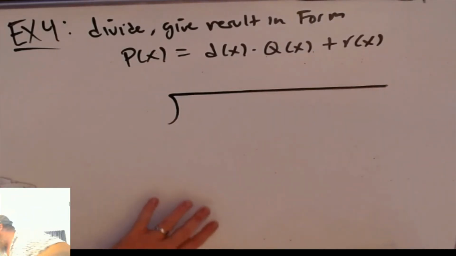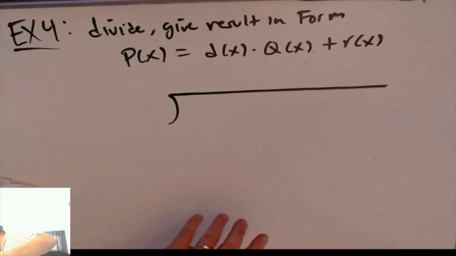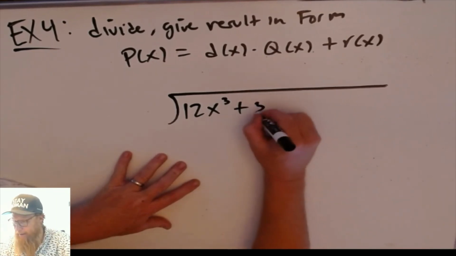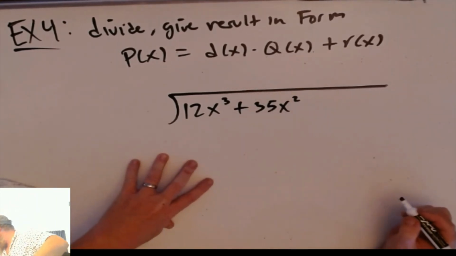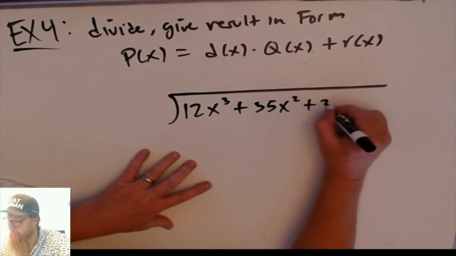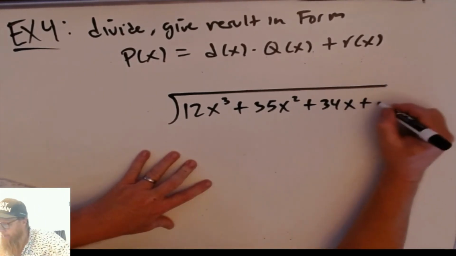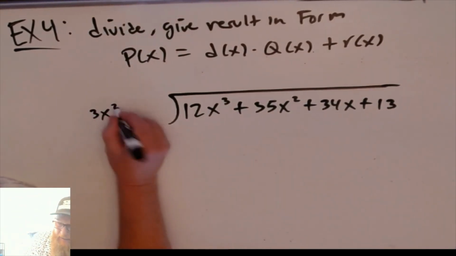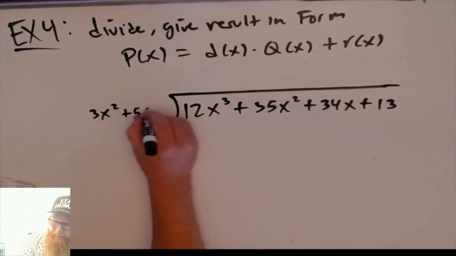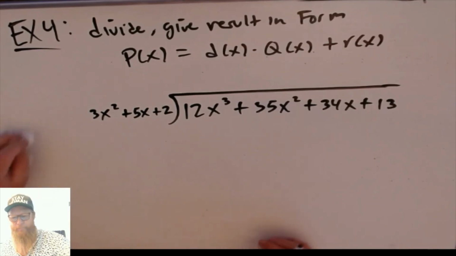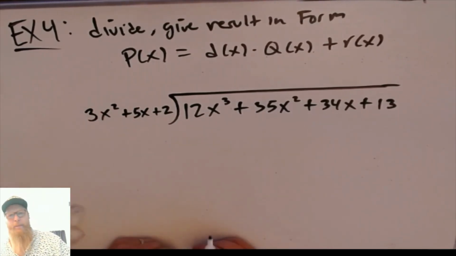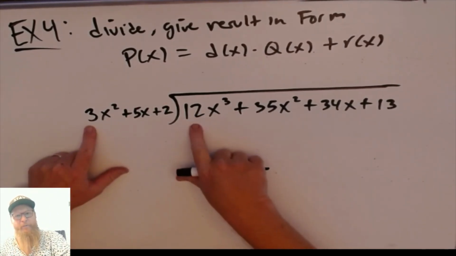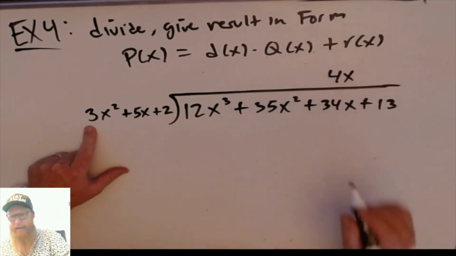So my dividend is going to be 12x cubed plus 35x squared plus 34x plus 13. And my divisor is going to be 3x squared plus 5x plus 2. Okay, let's just go for it. Let's see what happens. So 3 goes into 12 4 times. It'll be 4x.